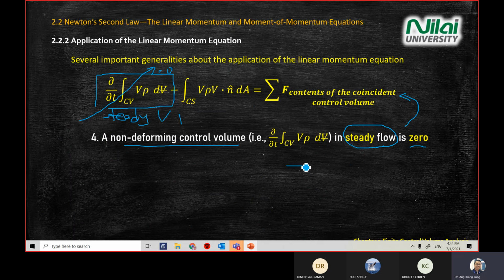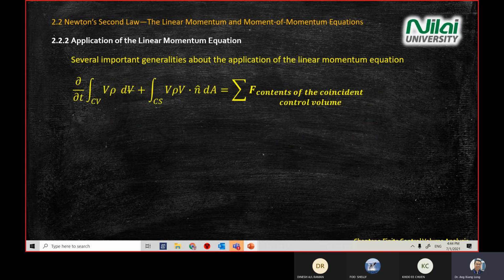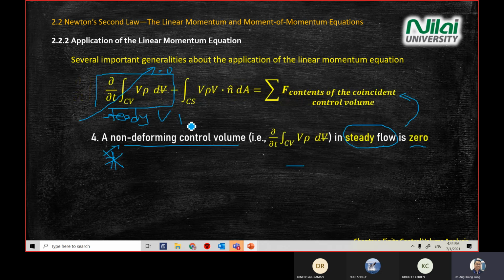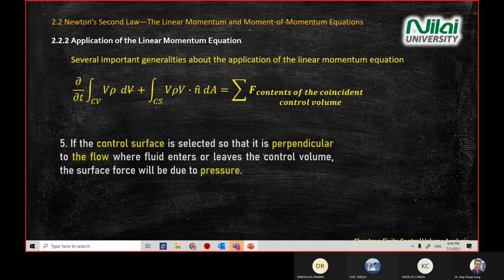And be careful, we are looking at this one, non-deforming. When it's non-deforming, then only steady flow works in this way. Okay, we're done with steady flow equals 0. Number 5.